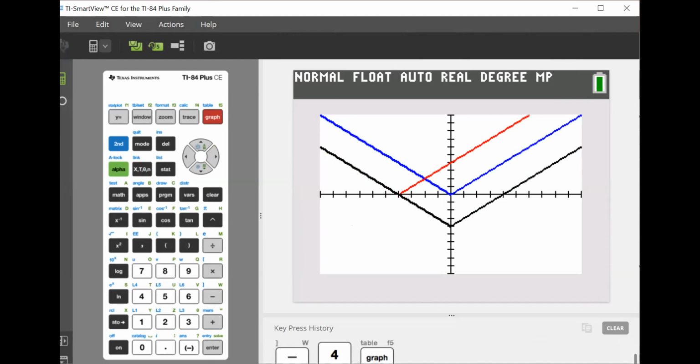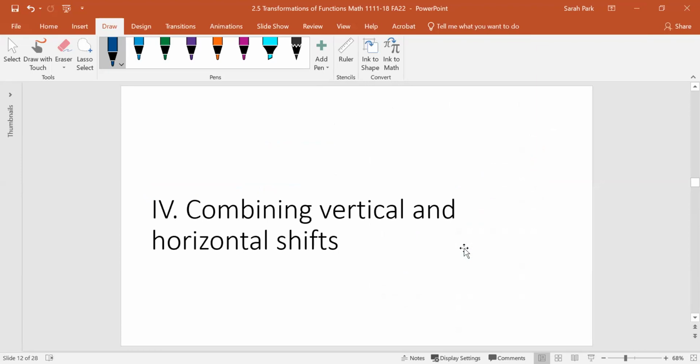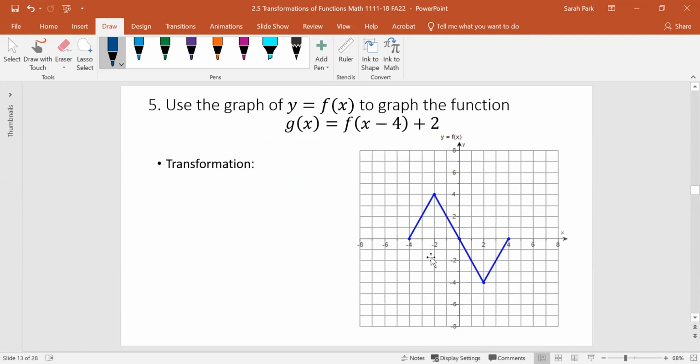Okay, let's go back to horizontal shifts. And so we drew that. Let's look at combining vertical and horizontal shifts now. Okay, so we have the zigzag looking function. We'll call this f of x. This is our f of x. And what we're doing is we're doing g of x, taking f of x minus 4 plus 2.